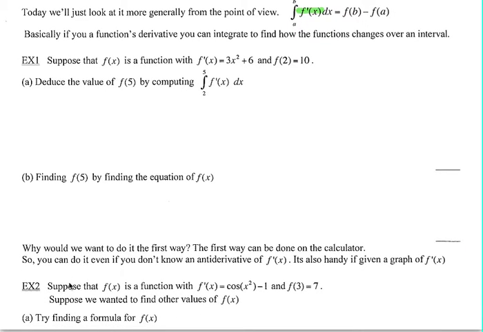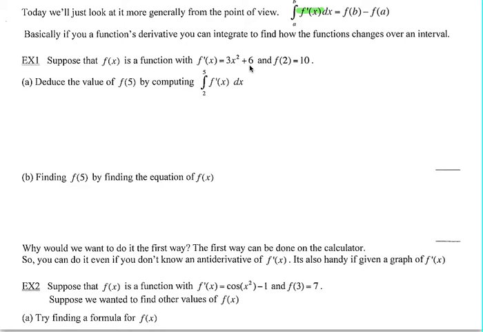if we weren't doing these notes. If I just simply gave you example 1, this is how you might do this problem. You would say to yourself, if I know that the derivative is 3x squared plus 6, then I can take the antiderivative of that.